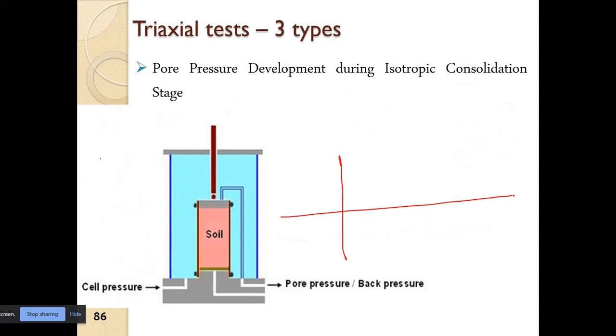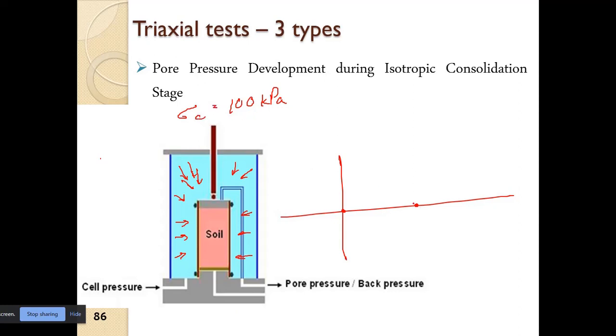here what will happen? We will go on applying the load. So ultimately, at a particular load, suppose we have loaded it up to 100 kPa, which is the cell pressure now.